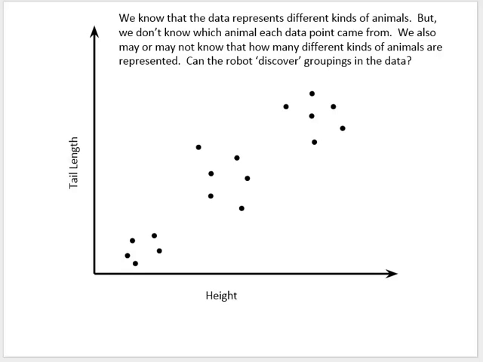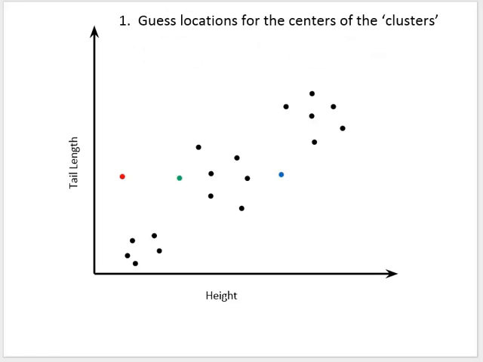Let's suppose that we have data that comes from different animals, but we don't know which animal each data point came from. We also may or may not know how many different kinds of animals are represented in the data. Can we simply give this data to the robot and have the robot discover groupings in the data? Here's an approach that we can use to have our robot discover reasonable groupings in the data. First, we're going to guess locations for the centers of these clusters.